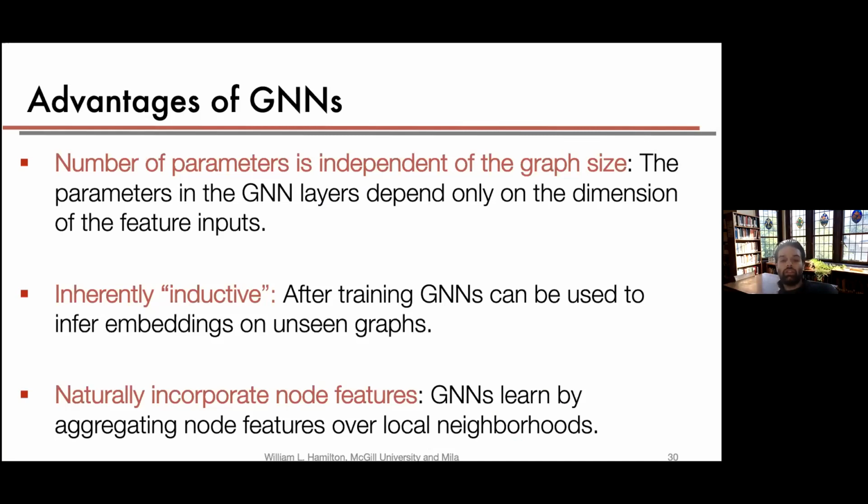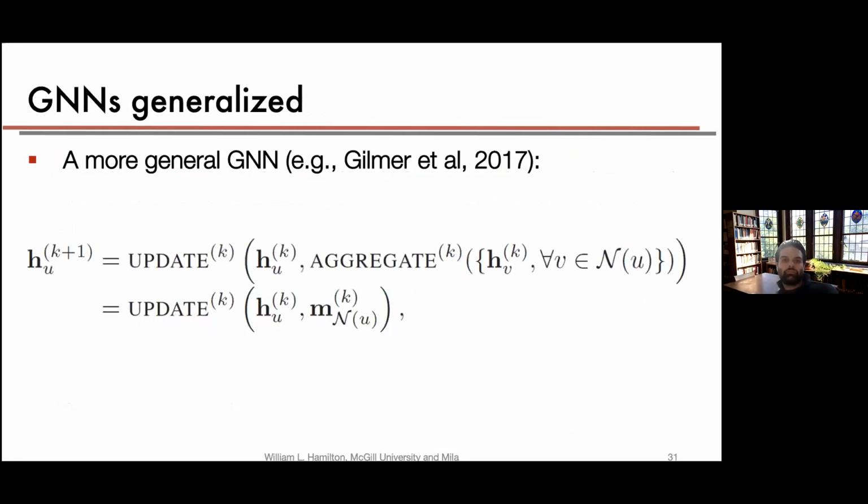So after I train a GNN, I can use it to generate embeddings on unseen data at test time. And of course, GNNs naturally incorporate feature information. So we're treating feature information at nodes really as first-class citizens. Now, GNNs have been generalized substantially in recent years, both in my work and in others.